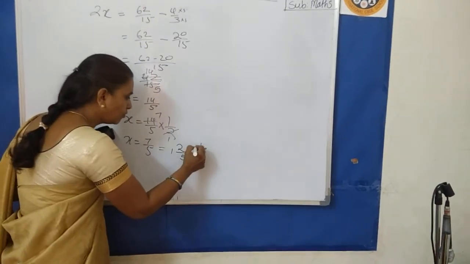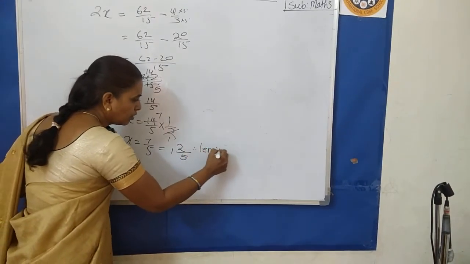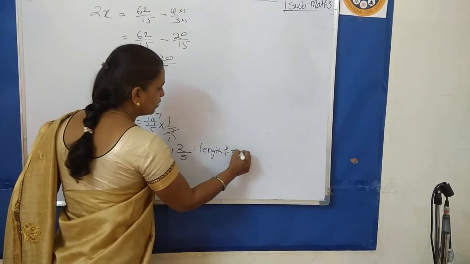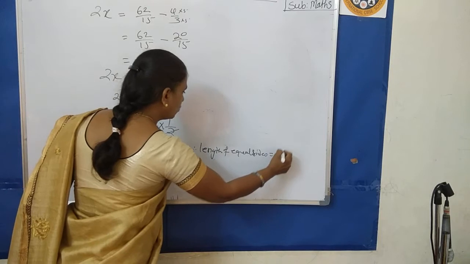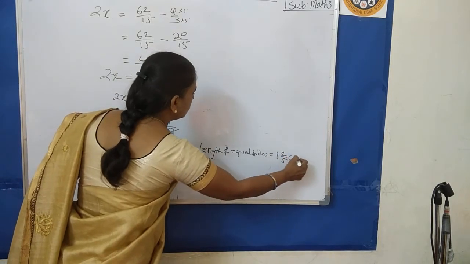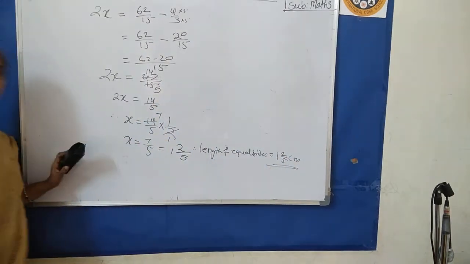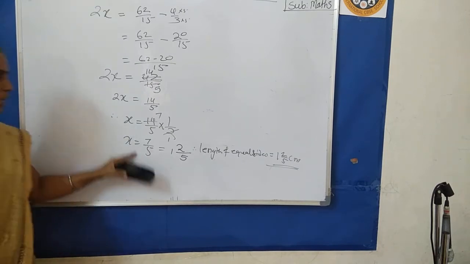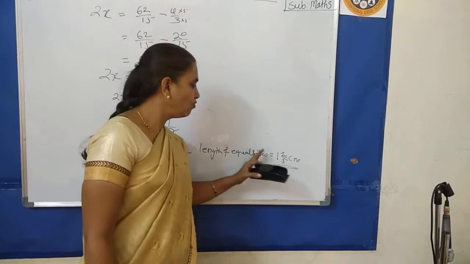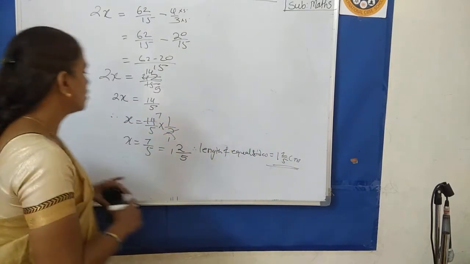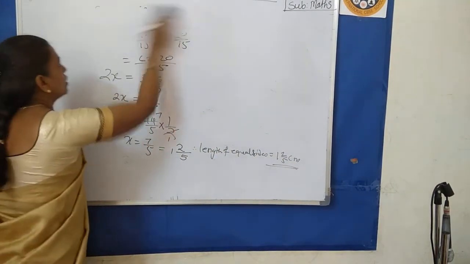So the length of equal sides is equal to 1 whole 2 upon 5 centimeter. Hence we get the solution for this equation. That is, the value of x is equal to 1 whole 2 upon 5, and that is the length of either side of the equal sides of the given isosceles triangle.